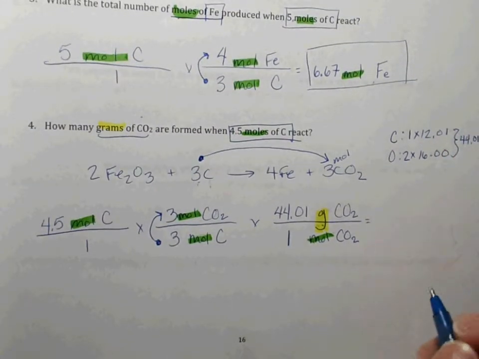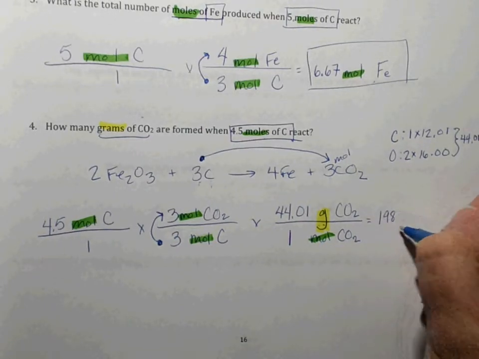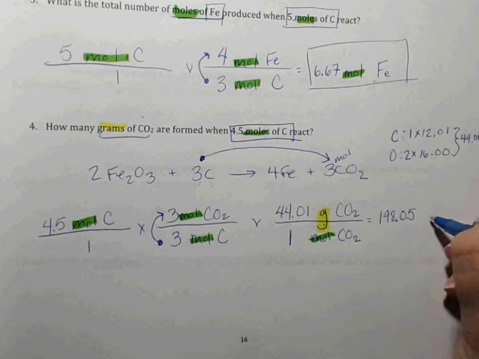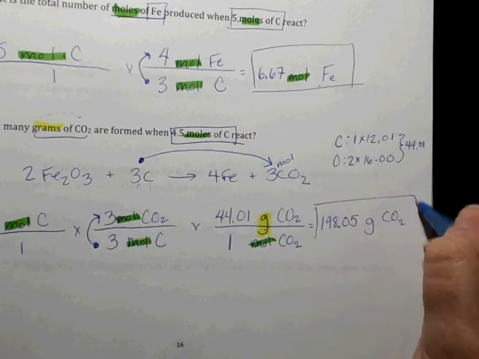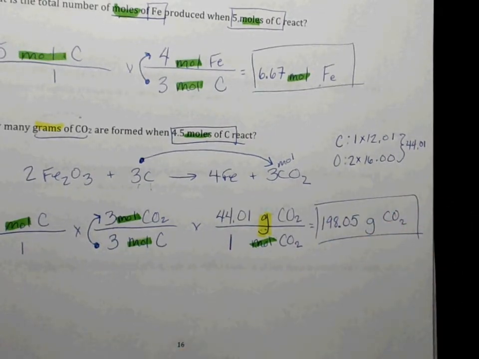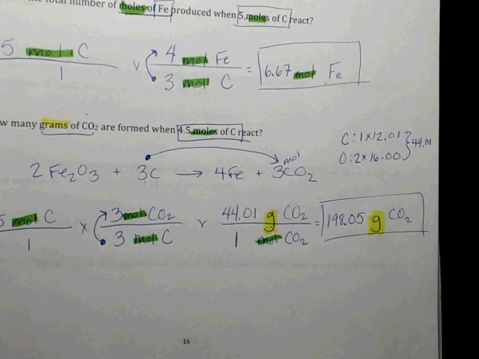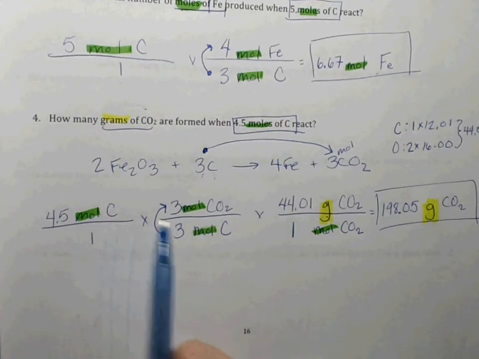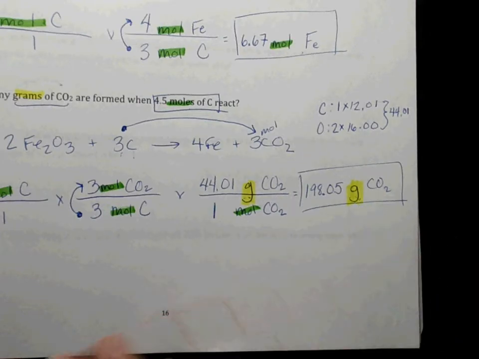So the last thing to do is to multiply this all out in your calculator. And I get 198.045, which rounds to 198.05 grams of CO2. Notice I have used grams of CO2 twice as well. Everything's been used twice. Moles of carbon twice, moles of carbon dioxide twice, grams of carbon dioxide twice. So I'm done.